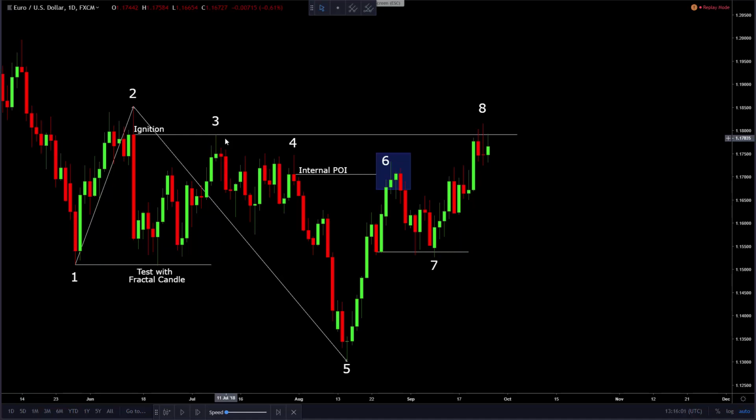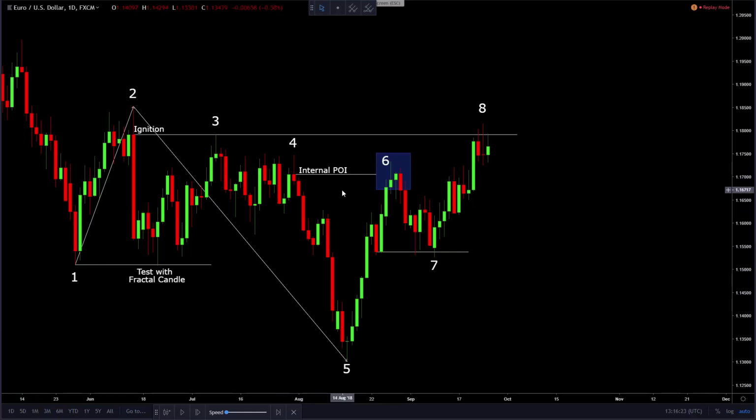It's important to remember that at this point, low number 1 and high number 2 are not solid structure yet. They are simply observable highs and lows. Right after number 3, price goes sideways for a while, and then it finally gives up to the downside in number 4. Notice how price really starts to go down in that candle number 4, so we can call that an internal point of ignition.